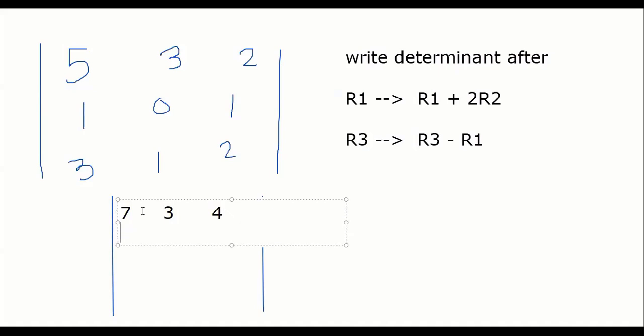No, right? Because in the second row I am not doing any operation. The second row will remain exactly the same. The third row will change: R3 minus R1 at R1. So 3 minus 5, 1 minus 3, 2 minus 2.